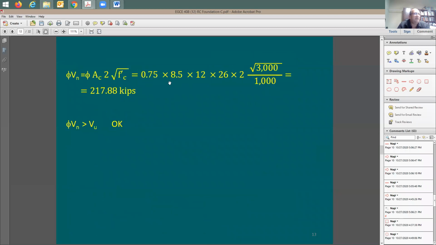Look at this equation. Here's the equation for the shear. phi Vn equals phi, which is 0.75, times the area of the concrete, times 2 square root of f'c. You guys know where this is coming from. Times 2, phi factor 0.75. The question is, where is this area coming from? This Ac. Where is the area exposed to shear?